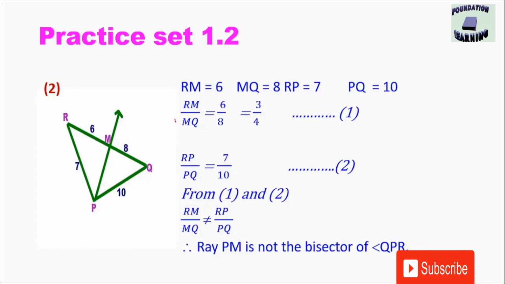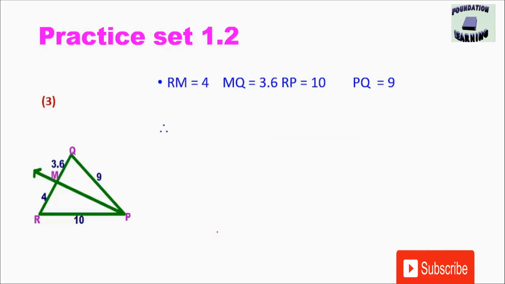Okay. So RM upon MQ is 6 upon 8. RM is 6, MQ is 8, RP is 7, PQ is 10. And from first and second, we are comparing whether these two ratios are equal. If they are equal, then PM will be a bisector. Since RM upon MQ is not equal to RP upon PQ, therefore PM is not the bisector of angle QPR.